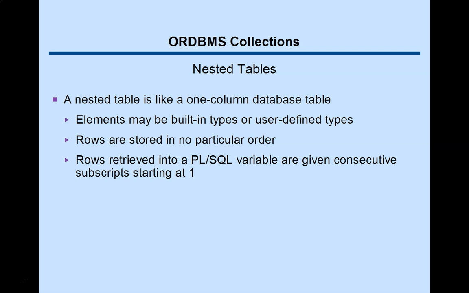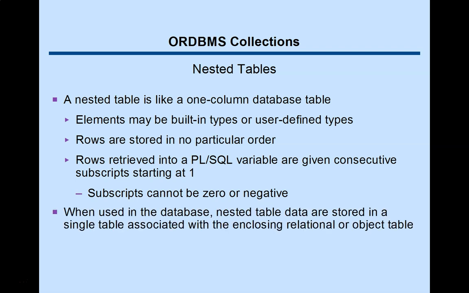Rows that are retrieved into a PL/SQL variable are given consecutive subscripts beginning with an index or subscript value of 1. Note that the subscripts cannot be 0, nor can they be negative. When used in the database, nested table data will be stored in a single table associated with the enclosing relational or object table for which the nested table is a column or attribute. This is what we had referred to previously as the store table.